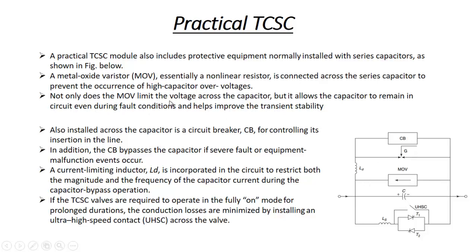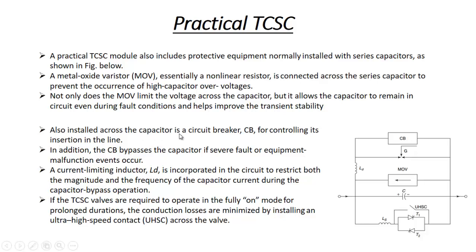Not only does the MOV limit the over voltage across the capacitor, but it allows the capacitor to remain in circuit even during fault conditions to help improve the transient stability, because in the fault condition there will be less voltage appearing across this, so it will not bypass this capacitor at that time, because it has to maintain the voltage at that time to improve the transient stability.